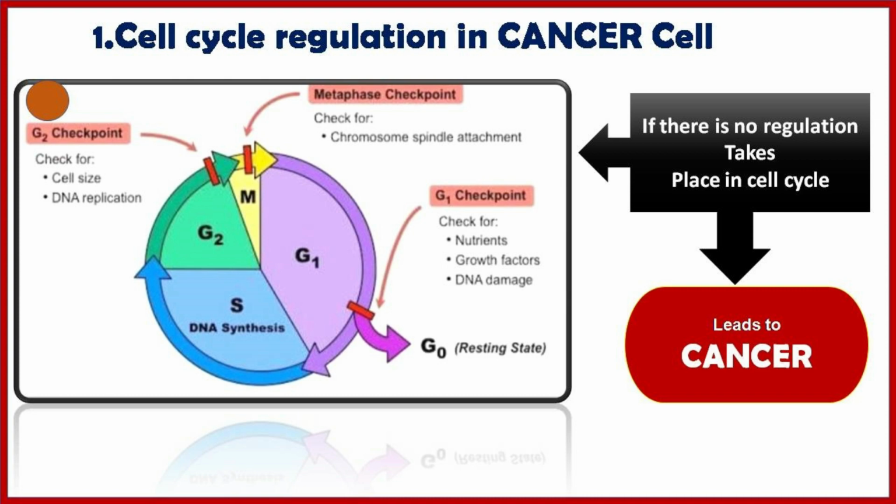But these checkpoints can be damaged due to some mutagenic agents and carcinogens. Due to mutation in the cell cycle, production of abnormal cells takes place, and that leads to cancer.